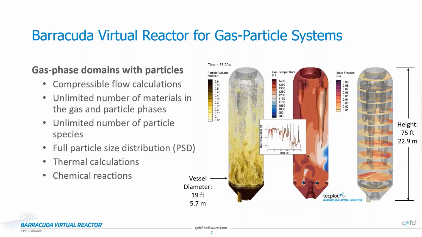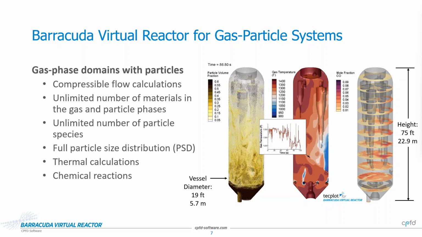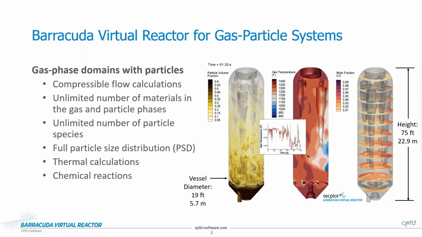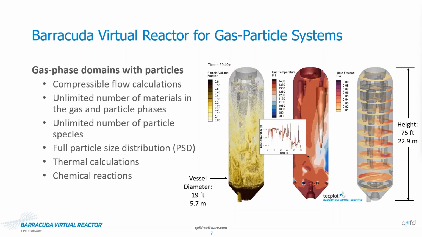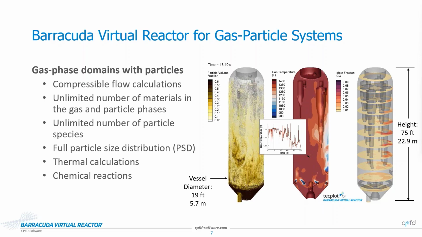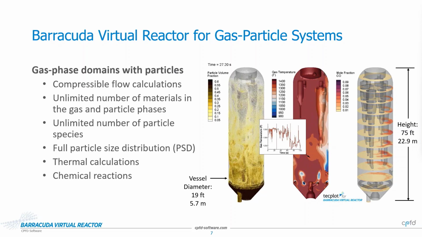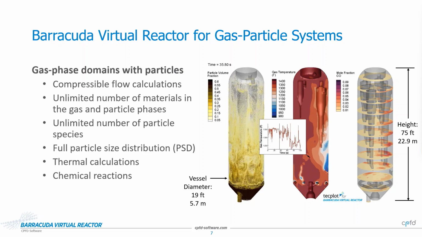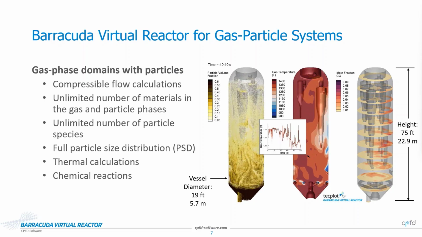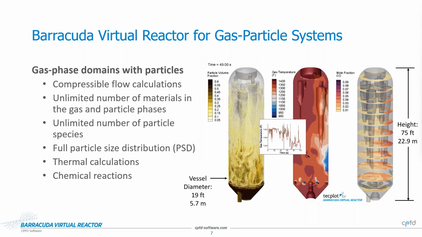For this type of simulation, the flow is modeled as compressible, and an unlimited number of gas and vapor materials can be used in this flow domain. Particles can contain solids, liquids, and volatiles, and each particle species can be represented with a full particle size distribution. Thermal calculations are supported, and chemical reactions can be specified by the user. Reactions can involve all gas and vapor species in the flow domain, as well as solid and liquid materials in the particles.